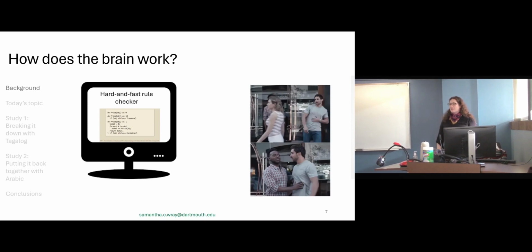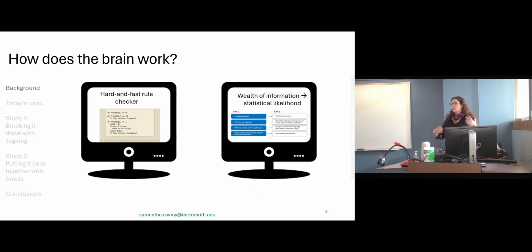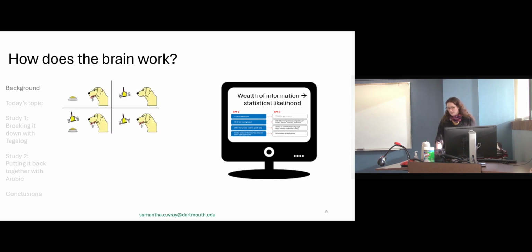The other way that we can think of the brain as working is more like ChatGPT and other similar computational models. These kinds of things that are always in the news about artificial intelligence, in which, given a wealth of information, you're going to extract some sort of associative properties between them. So this is like a Pavlov's dogs type situation. This is not a hard and fast rule checker. It's, well, every time I happen to see information X, it happens to be associated with information Y, and that's why I do particular things.